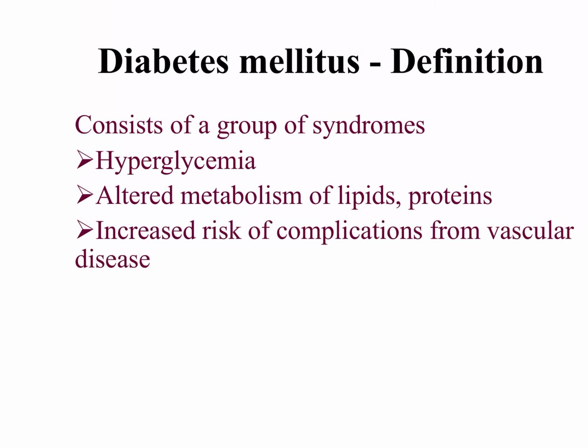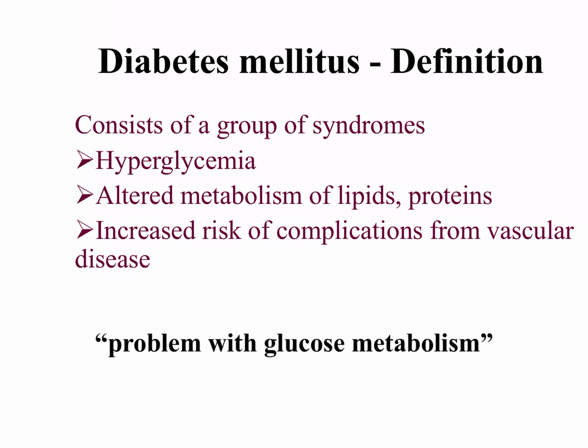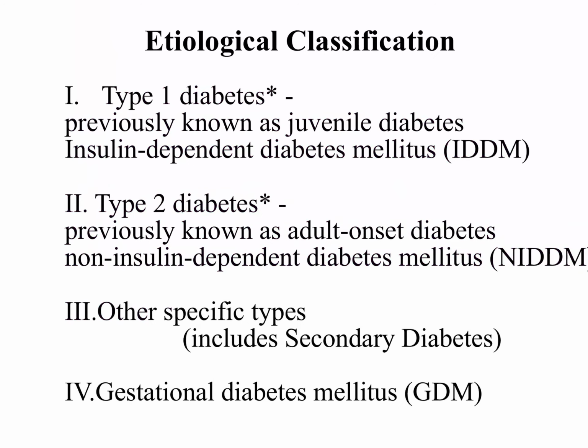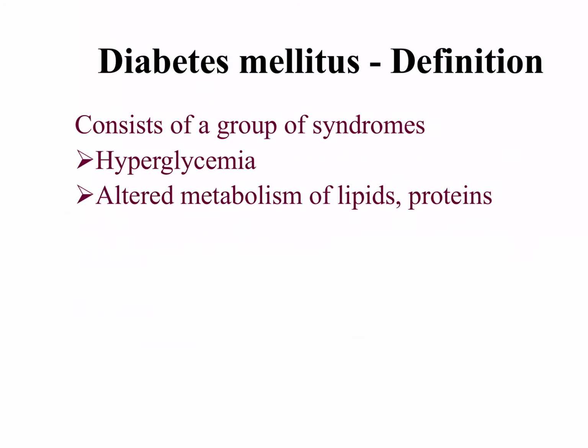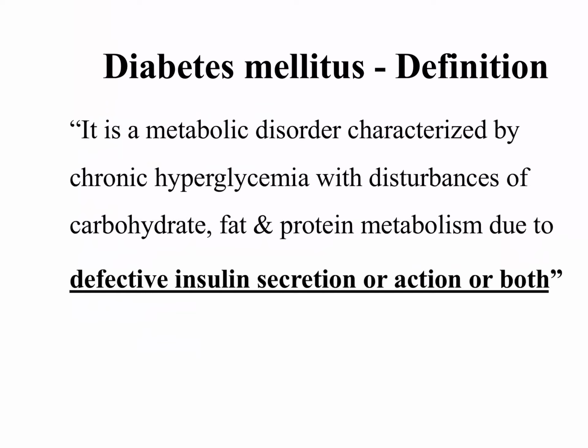It is a group of syndromes associated with hyperglycemia, altered lipid metabolism, and increased risk of complications due to vascular diseases. So basically, it is a problem with the glucose metabolism which leads on to all this. So let's try to understand a little bit more about diabetes mellitus.